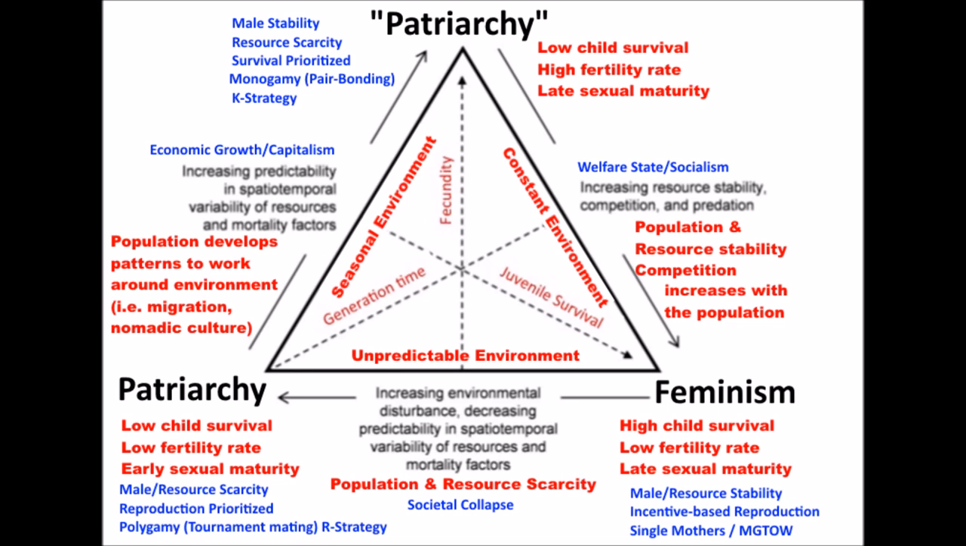Now from this point, survival is prioritized. And here you see the beginnings of monogamy or pair bonding, which is a K strategy. You still have low child survival simply because civilization takes a while to catch up. You're still going to have plagues and famine and all that stuff. So you're going to have a higher fertility rate and you're going to have later sexual maturity. So this is the quote-unquote patriarchy, where modern women believe they were oh so oppressed. They really weren't. It was actually a very balanced society when you think about it.